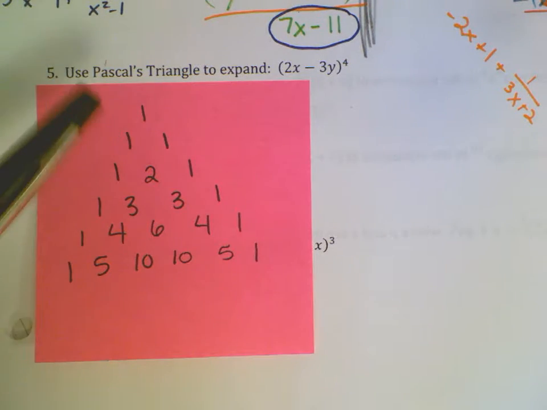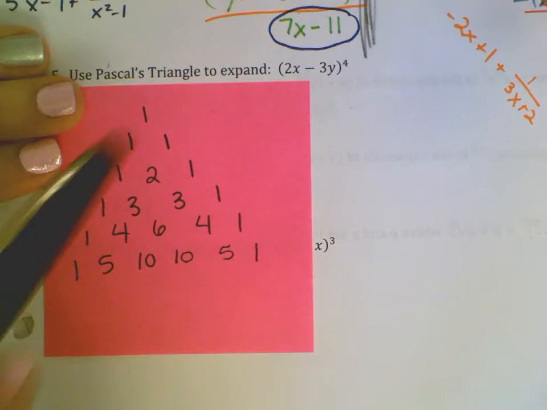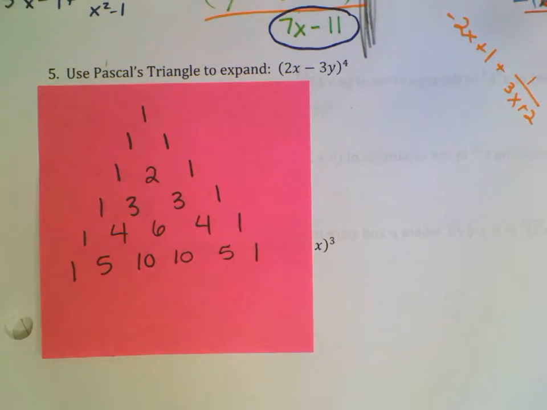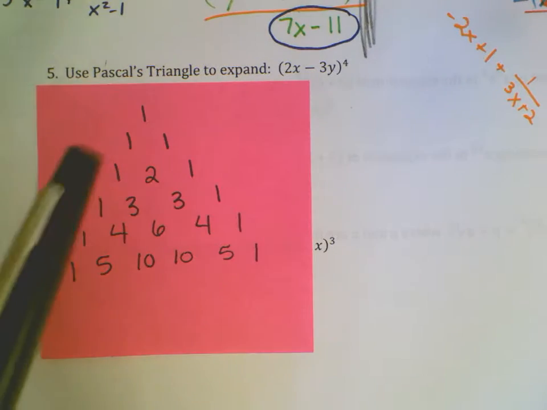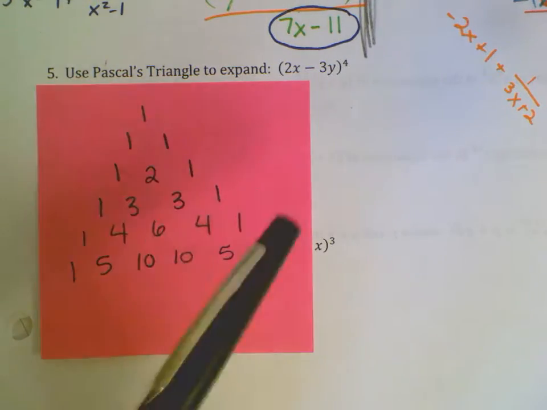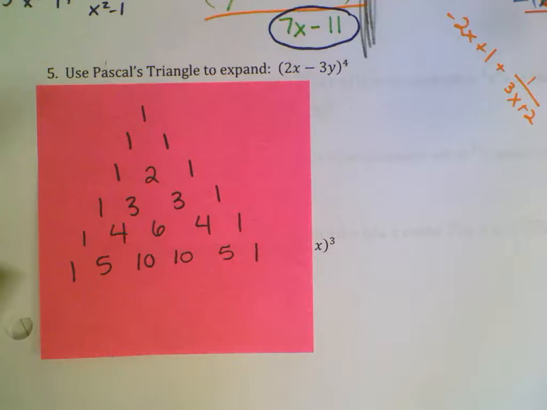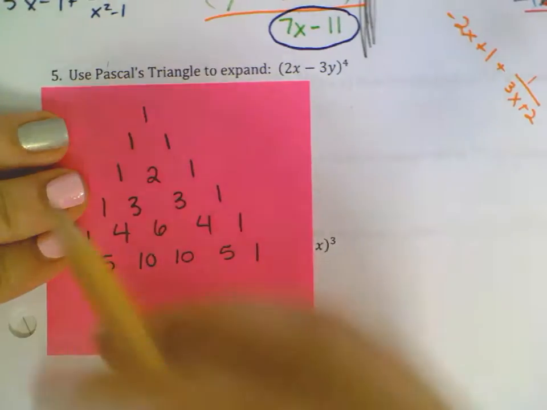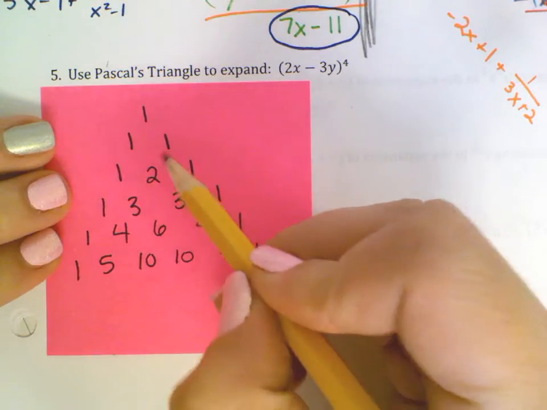First, it tells me to use Pascal's triangle. In order to use Pascal's triangle, we need to know how to create it on our sheet of paper. Our tree will always have ones on either side. And if you can see, it is a reflection. We have 1, 2, 1, 1, 3, 3, 1, 1, 4, 6, 4, 1. But the way that it's created is you start with 1, 1, 1.